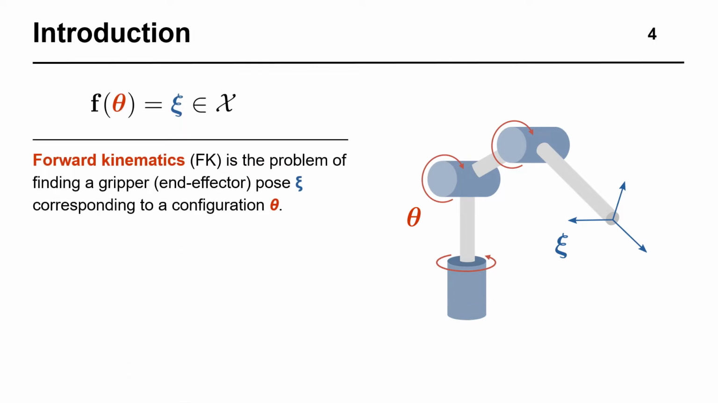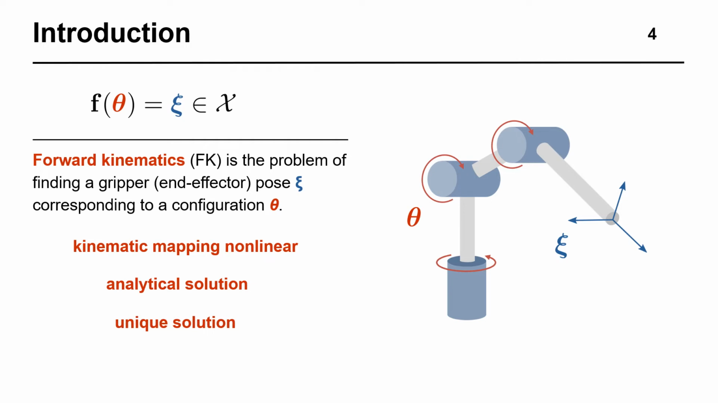The forward kinematic mapping F is generally a nonlinear function that can be modeled using trigonometric identities, products of homogeneous transformation matrices, or Lie group exponentials. For open kinematic chains, such as most robotic manipulators, forward kinematics is a fairly well-behaved problem that has a single solution that can be easily derived analytically.